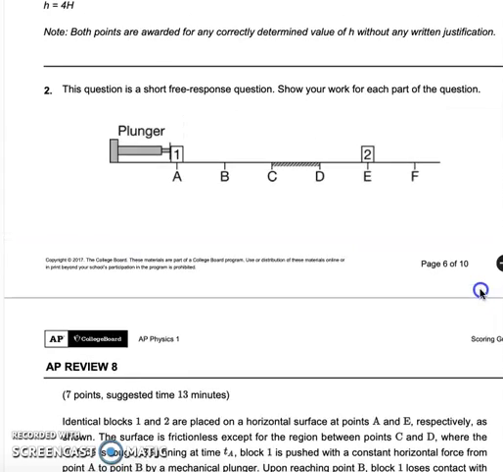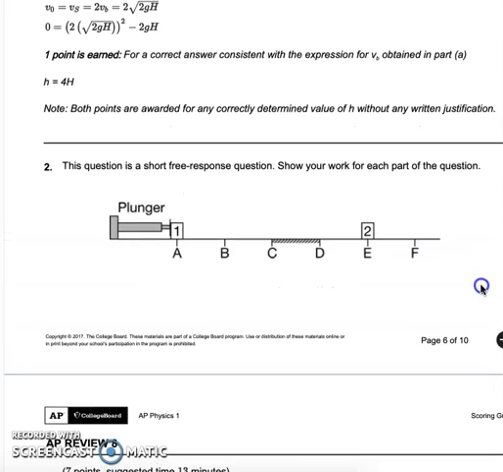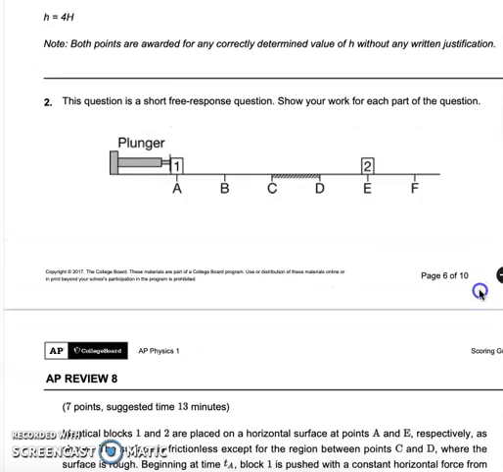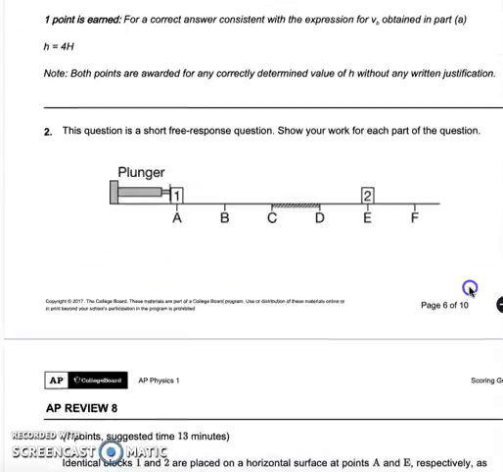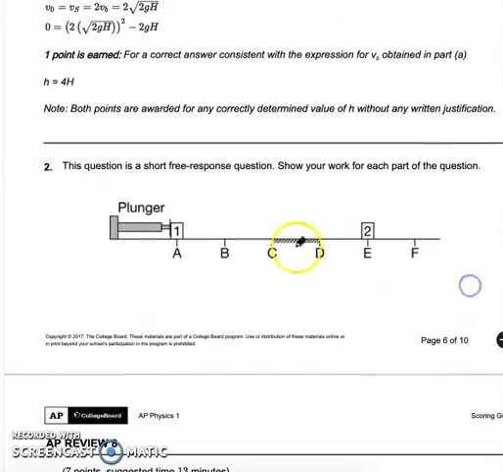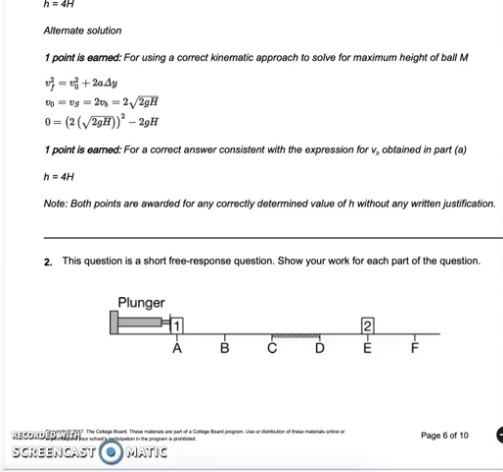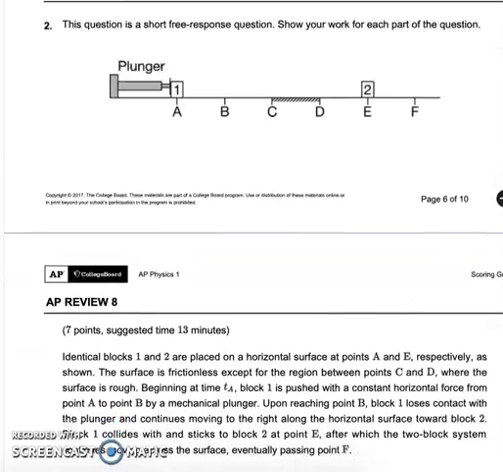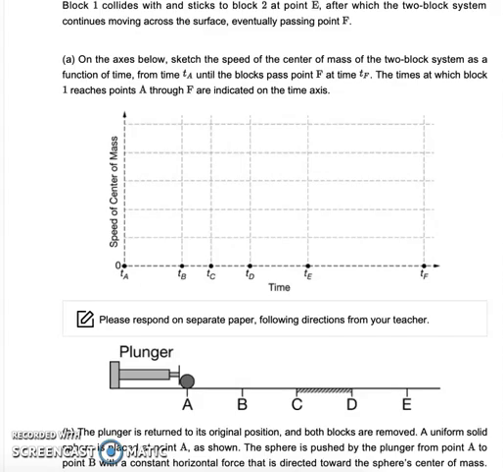Okay, so we have a plunger pushing on a block, and they want you to graph it as a function of time, and then they do it for a marble. The key thing here, we want to read this, is we have frictionless, so we have contact from A to B, no friction from B to C, friction from C to D, no friction from D to E, and then an inelastic collision at point E. And a very important aspect of this, if you read carefully, is that we're looking at the center of mass of the system. That's what we're going to plot.